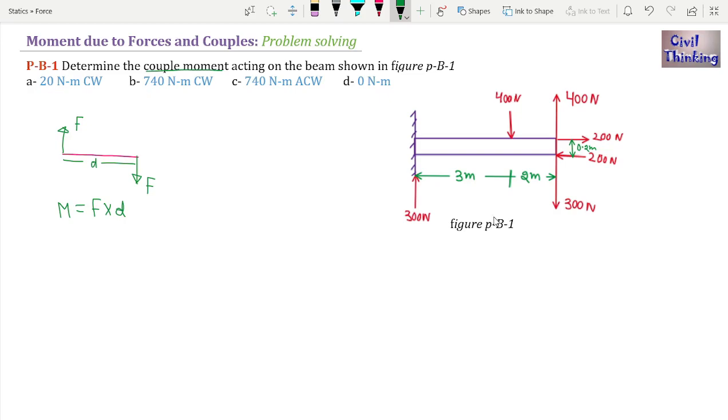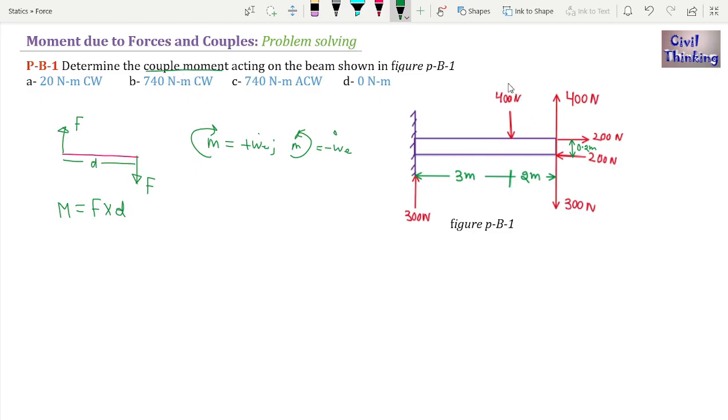So let us find the couple moment. Now couple moments can be added, but you have to keep the sign convention in mind. Let me assume the clockwise couple moments to be positive and anti-clockwise moments to be negative. Now let's find the moment due to this couple, then I will add it to the moment due to this couple, then I will add it to the moment due to this couple. That will be the total couple moment. That's what we have to find.